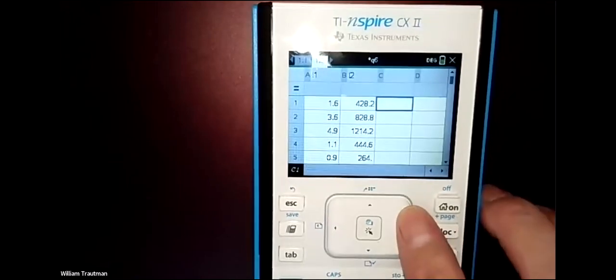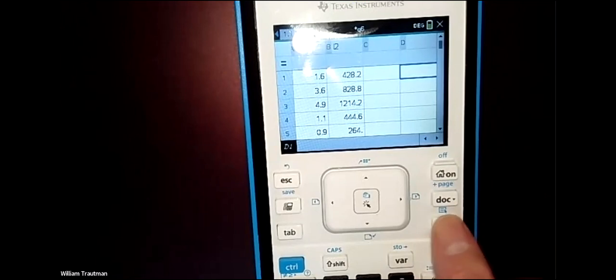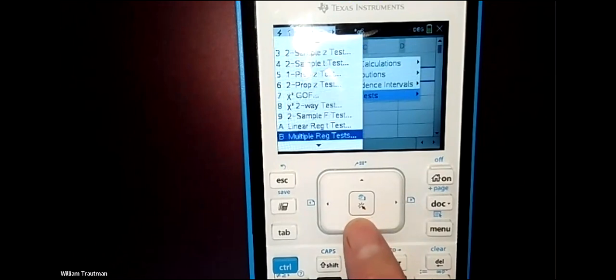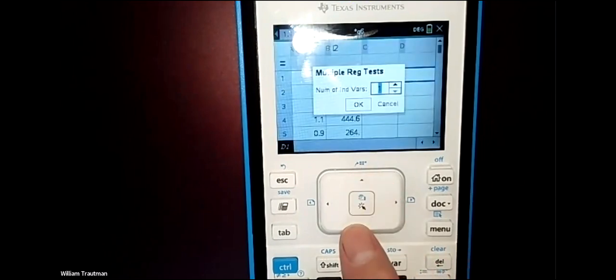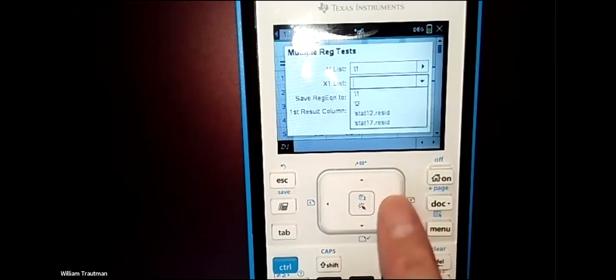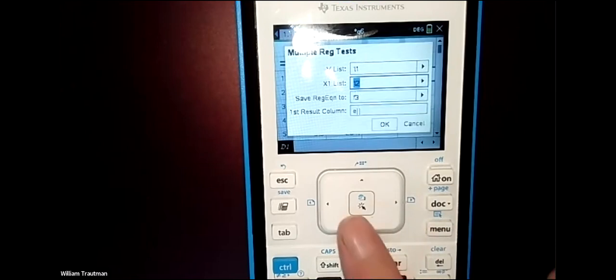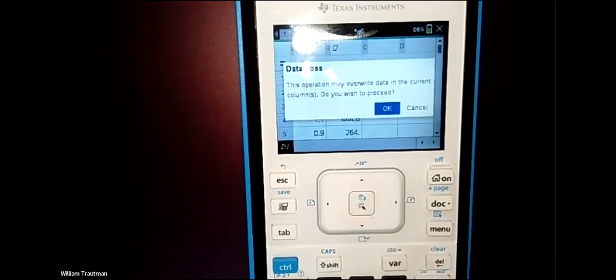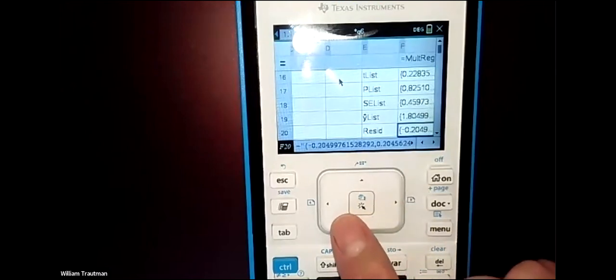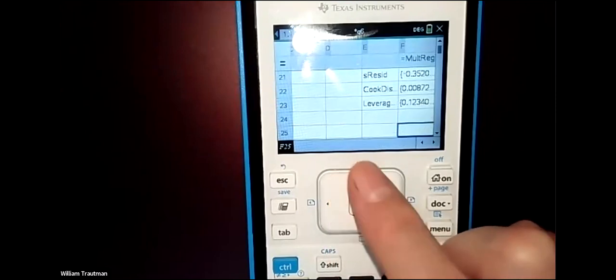Off on the side, we're going to type in menu, 4, A, and then all the way down to linear regression t-test, 4A. Number of variables, 1 always. We have L1 in the first list, L2 in the second list. Then I scroll down till I get OK, hit enter, and yes, erase anything else, enter. Now if I scroll all the way down, it's going to tell me what R is, unless I passed it already.